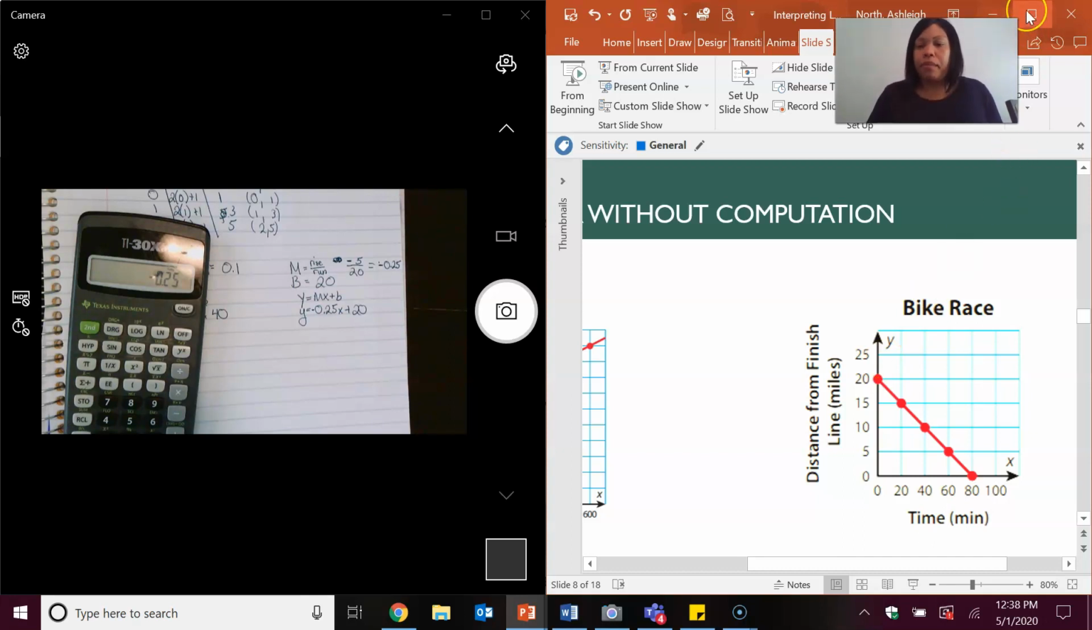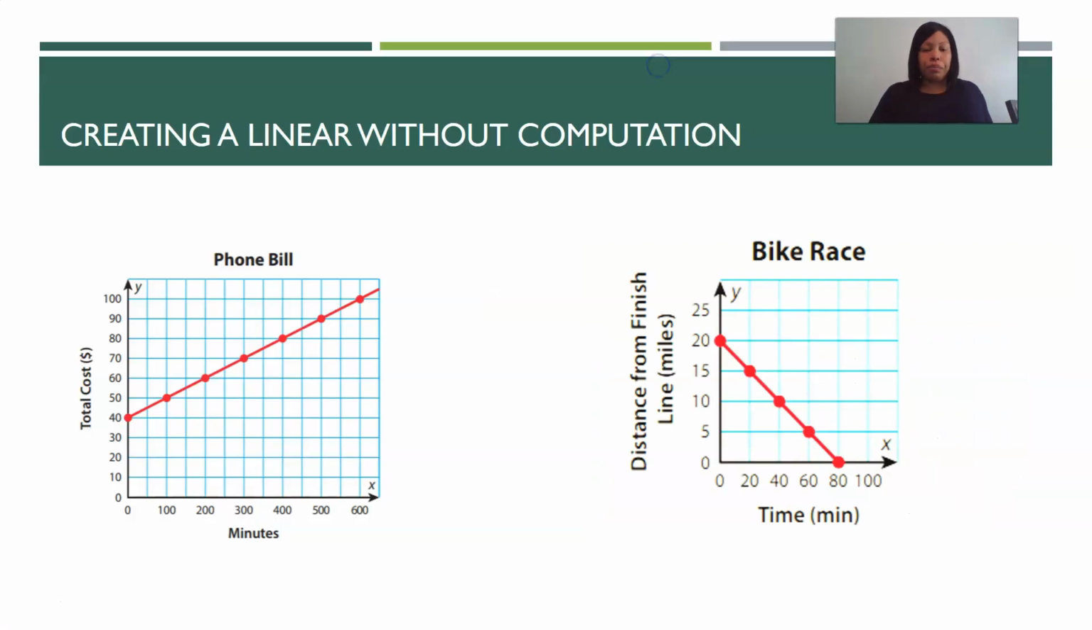Easy peasy, right? So going back into our slideshow, let's see if it matches. And if it matches, for the first graph, we have y equals 0.1x plus 40. The second one, we have negative 0.25x plus 20.